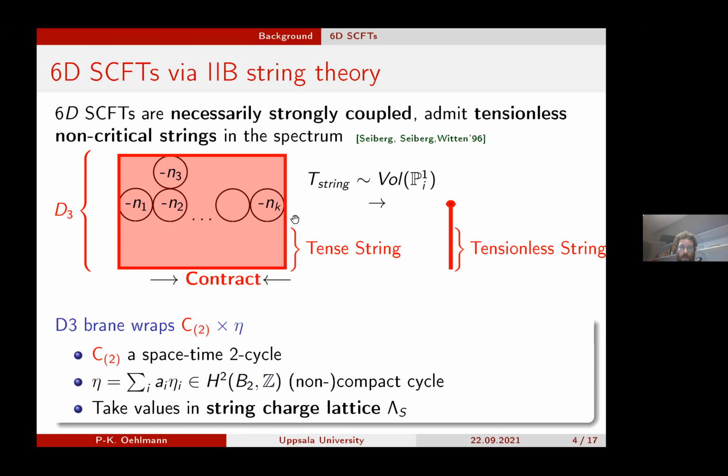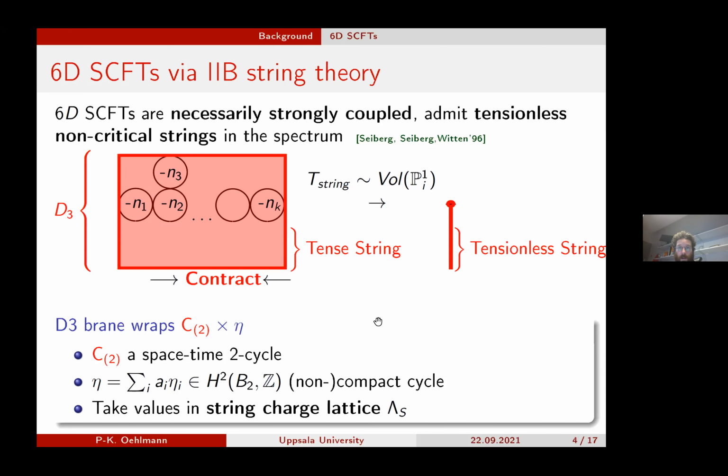And if I'm able to shrink all of these P1s to zero size, I essentially eliminate all the scales in my theory, and I get a superconformal theory, and these strings become tensionless, and these are the aforementioned tensionless strings that I have in 6D. Very good. So these cycles eta, they wrap certain cycles in H2, and the cycles they wrap actually span also a lattice, which is the string charge lattice Lambda_S.